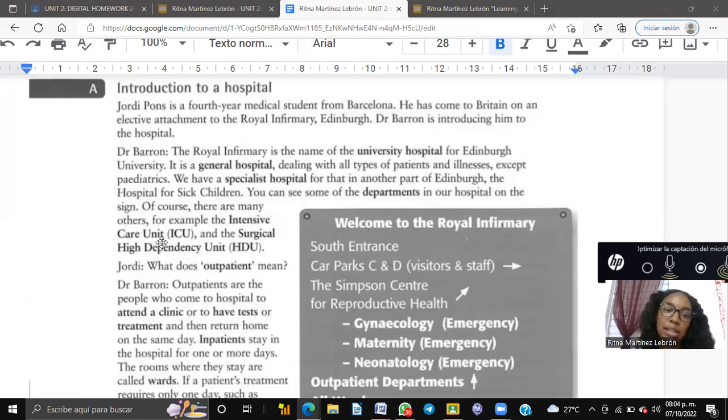For example, the intensive care unit, ICU, and the surgery high dependency unit, HDU.